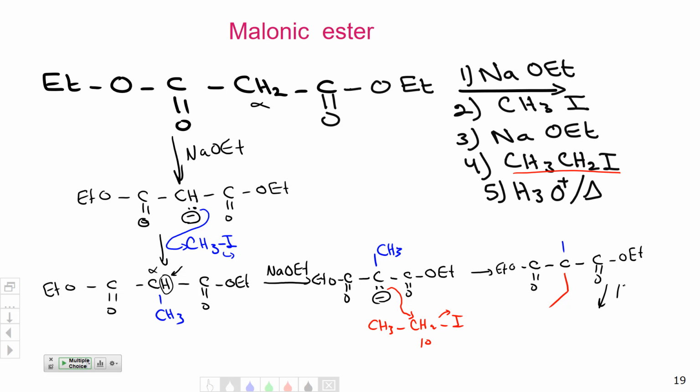The last step, which is the H3O plus heat, where two ethanol molecules are going to form. CO2 forms, one of the carboxylic acids is going to be decarboxylated, and the other part is going to end up as a carboxylic acid. This is the alpha carbon. Now to it is attached the methyl and the ethyl, and it picks up a hydrogen during the mechanism.